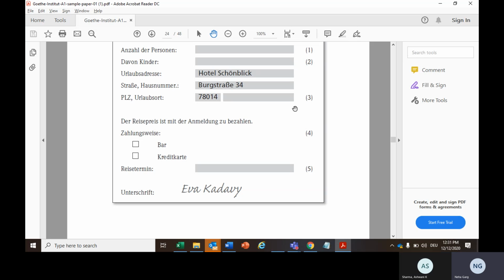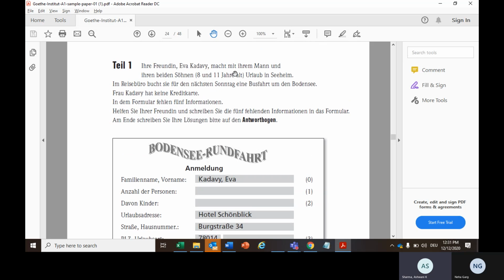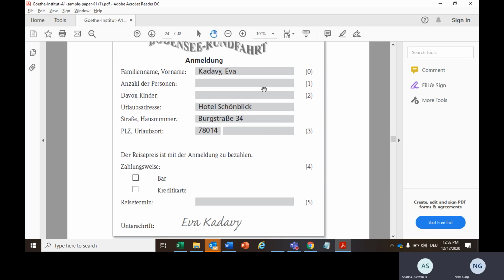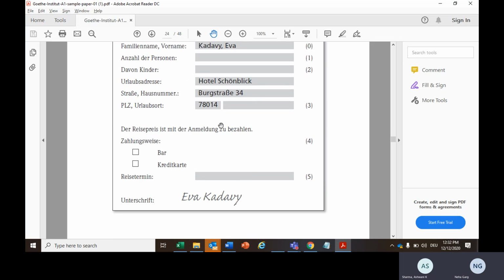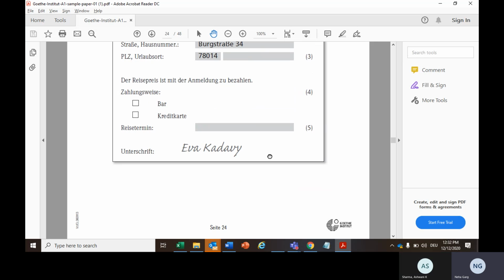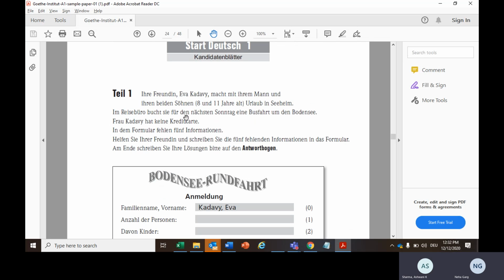Okay, and Reisetermin. Reisetermin means holiday timing, from when you have to go. So if you're going next Sunday, that's it. Sonntag, because they haven't mentioned any date here, so you'll mention just Sonntag. It's not about the duration of the vacation, but Reisetermin, about the travel, that they are traveling on Sunday.